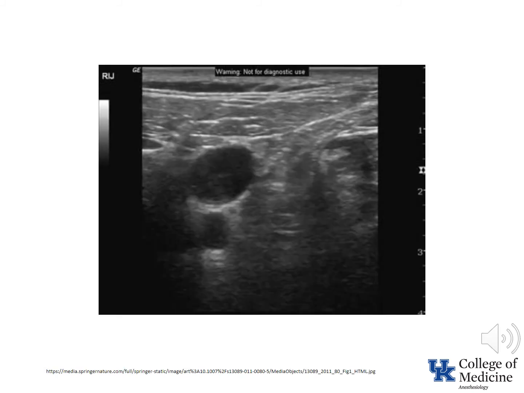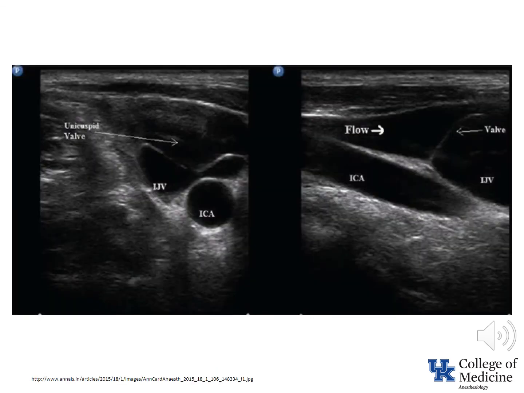More subtle, and not filling the entire diameter of the internal jugular vein, a thrombus is still visualized in that vessel. Ultrasound can also detect the presence of valves in the internal jugular or other veins.